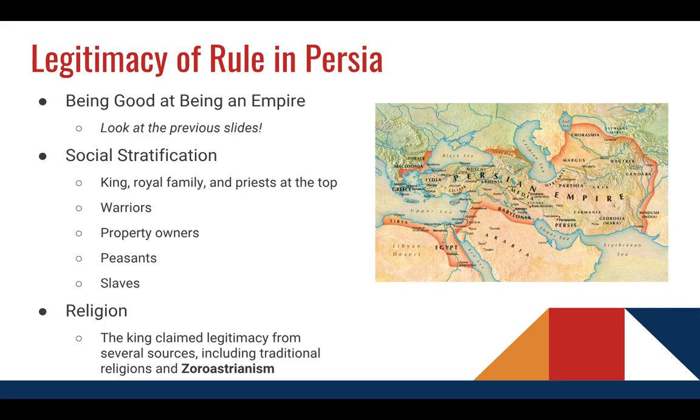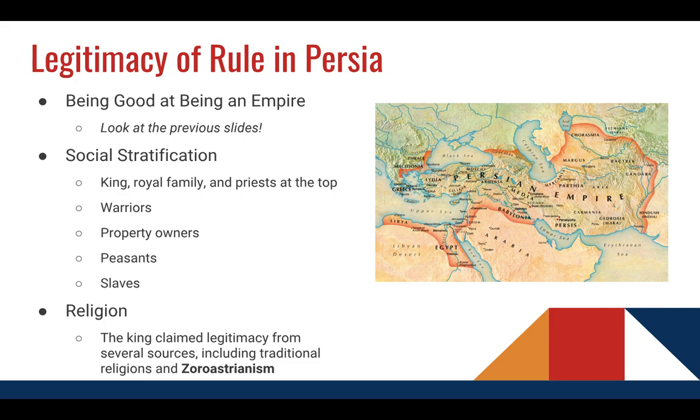But there was also the idea of social stratification, right? The king being at the top, along with the priests and the royal family. Then you have warriors, of course, the king being the most important warrior. Property owners, people who were quite wealthy, maybe aristocrats were in there. Then peasants and slaves. And with the king at the top of the social stratification being the most important, obviously, he is the one who is fit to rule.